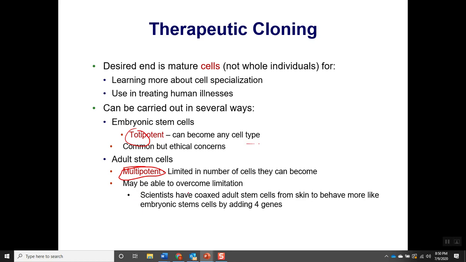Now, there is a possibility to overcome this limitation. Some scientists have been able to coax adult stem cells into behaving more like embryonic stem cells by adding certain genes to them. So that's really interesting. Another thing to look up if you're interested, and I'm not sure if I'm spelling this right, and I think this is a relatively recent advancement in stem cell research, is induced pluripotent stem cells, where scientists can coax adult stem cells to behave like embryonic stem cells. I first remember hearing about it when I was in grad school, so I don't know if that's when they started creating them, but either way, it's a relatively recent advancement in that technology field.